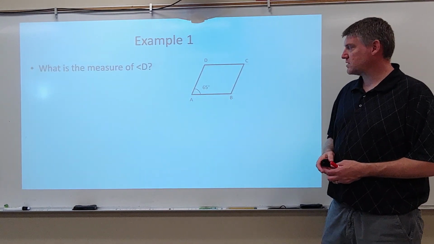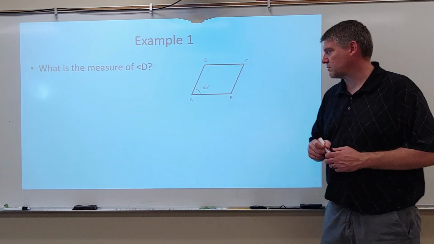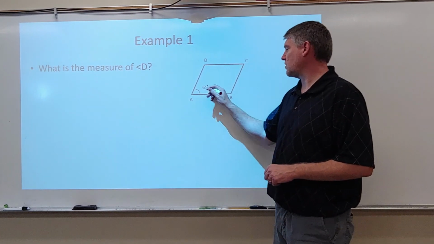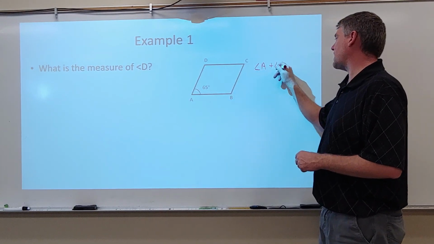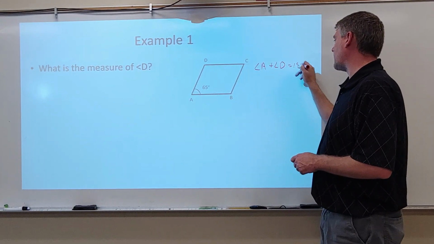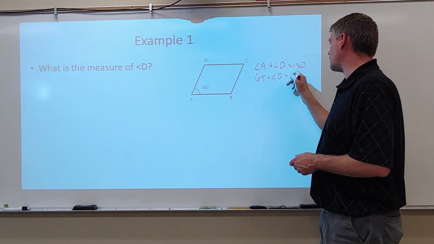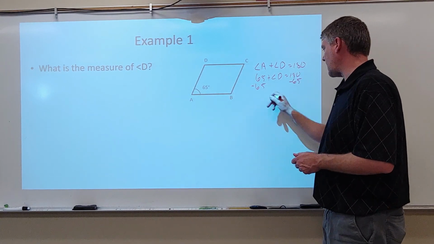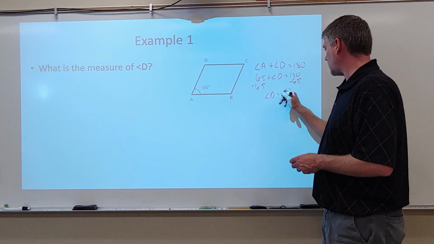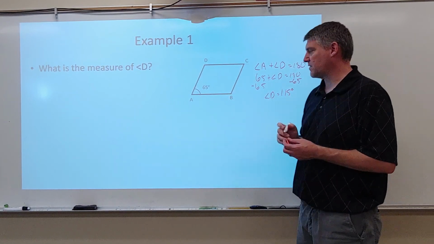Okay, so what is the measure of angle D? Well, this is a parallelogram, so I probably should have stated that. So if this is 65, I know angle A plus angle D has to equal 180. So this is 65 plus angle D equals 180. Subtract off my 65 minus my 65. Angle D equals 115. So 115 degrees.